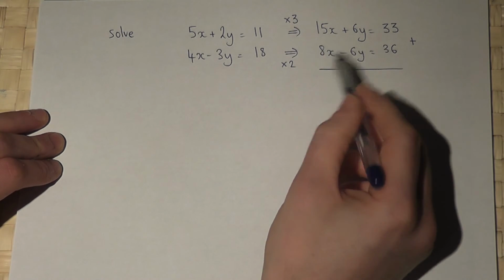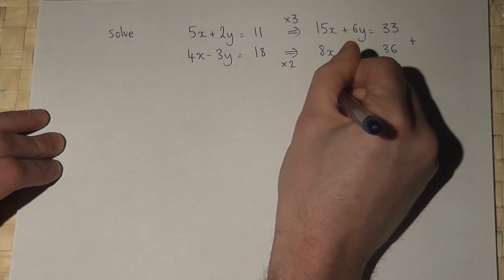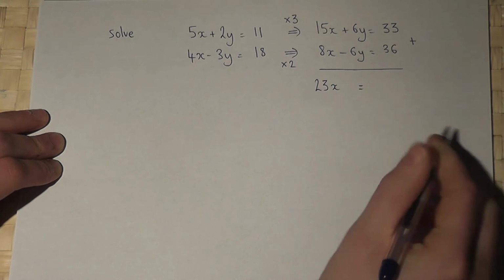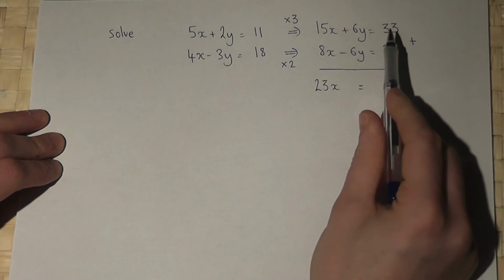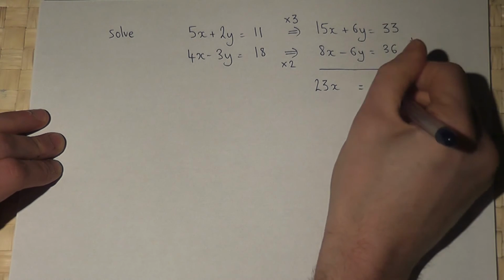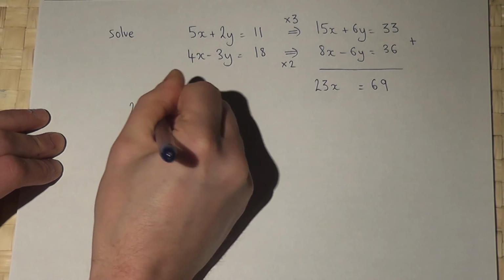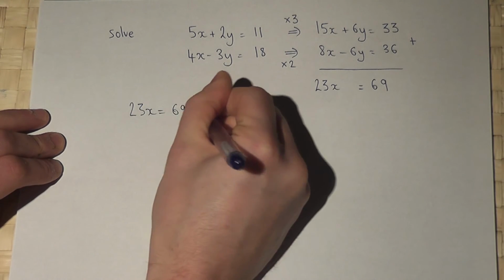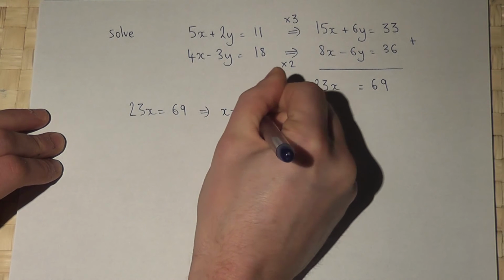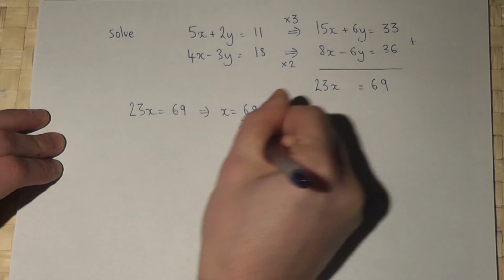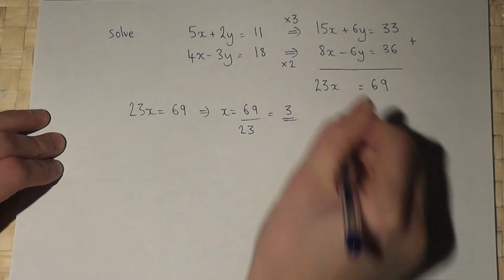Now, if I then add together the two equations, the 6y and the minus 6y will cancel out. So 15 plus 8 is 23x. They cancel out. 33 plus 36 is 69. So 23x equals 69. This says that x must equal 69 divided by 23, which equals 3.